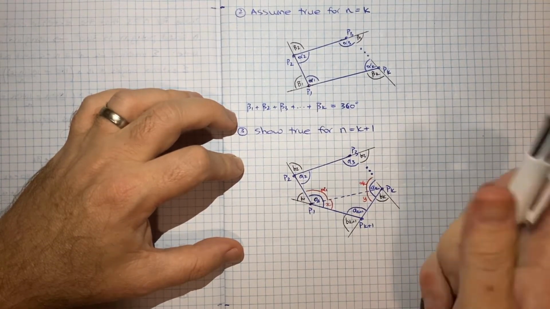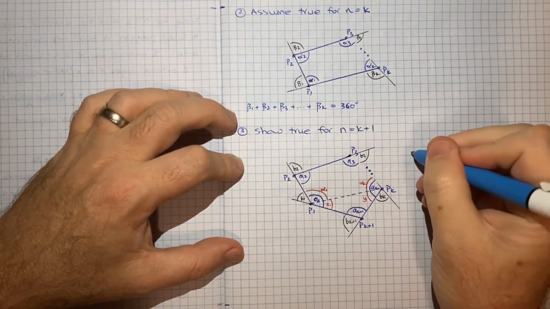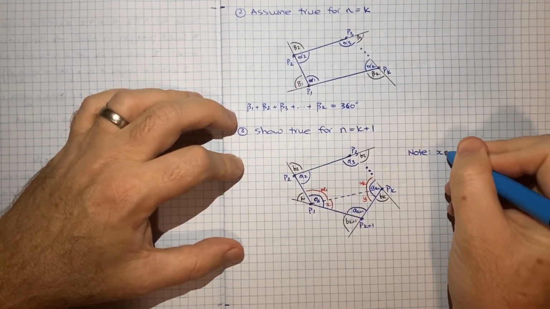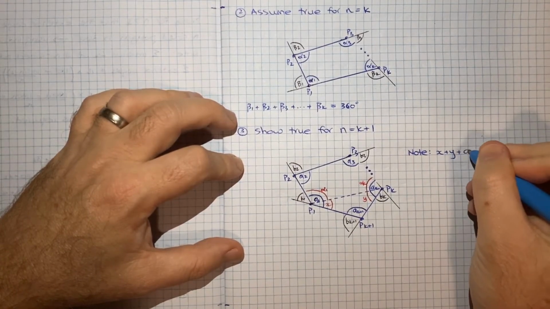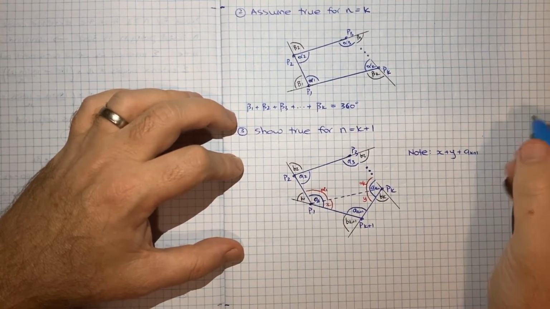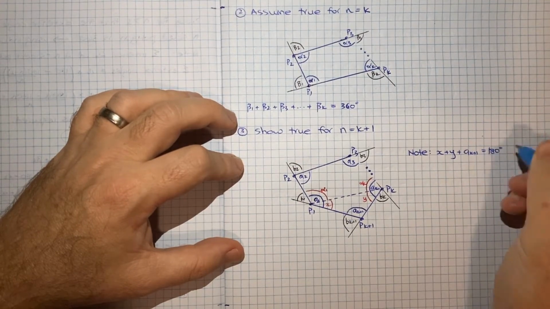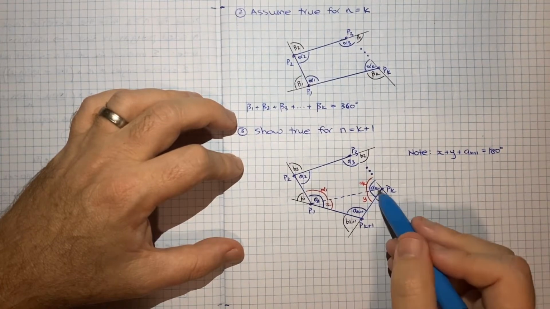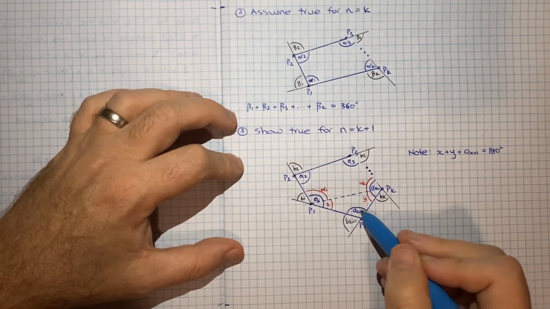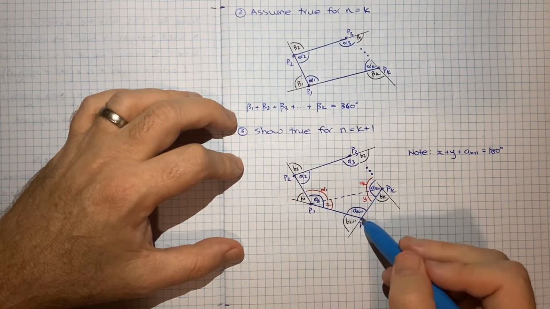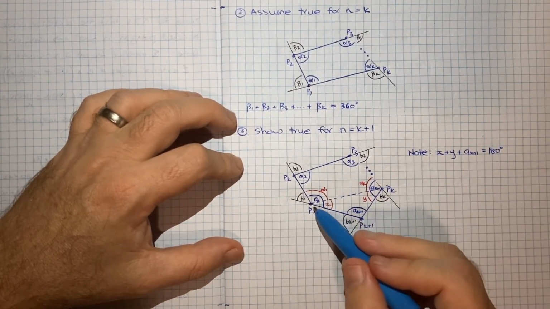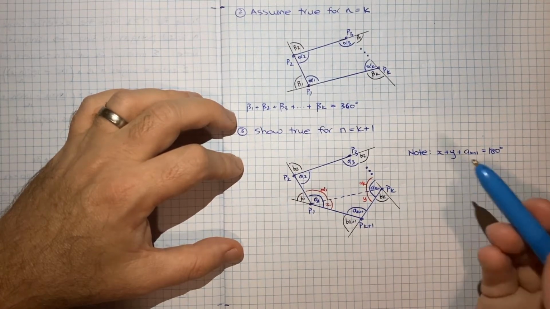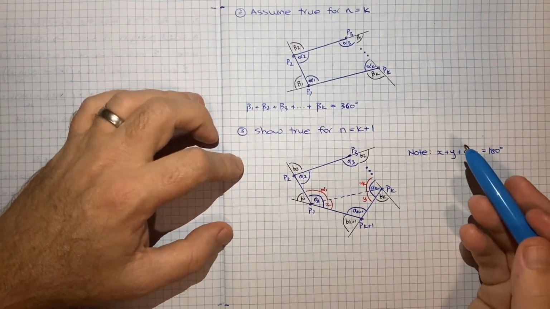And something worth noting, maybe I'll note it over here, is that x plus y plus AK plus 1 is going to add up to 180 degrees because they are the interior angles of a triangle that gets formed as a result of our extra point PK plus 1. And I think that's the key to this proof, as we'll see as I work through. Acknowledging this is a triangle is the key to getting to where we need to get to.